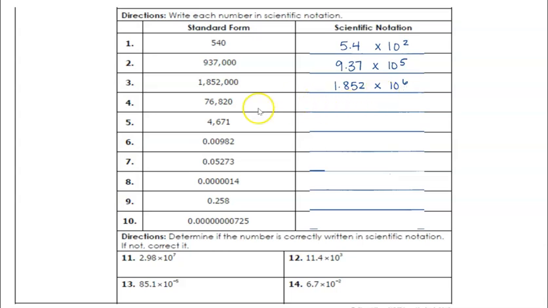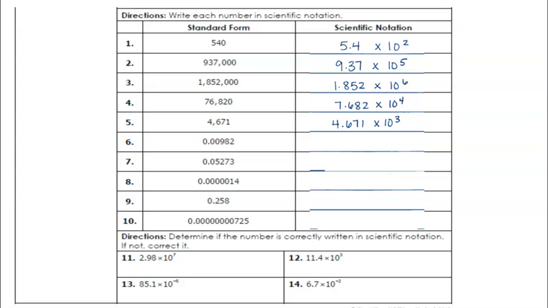Now I'd like for you to try 4 and 5 on your own. So hit pause and you try those on your own, see if you can get it, and then reveal the answer to make sure that you got it right. Okay, how did you do? If you didn't get that right, see if you can figure out what you did wrong, and then make a note and we will go over it.